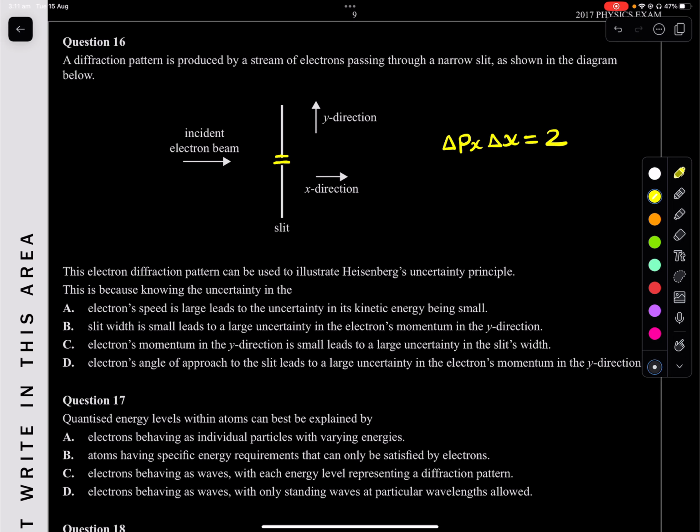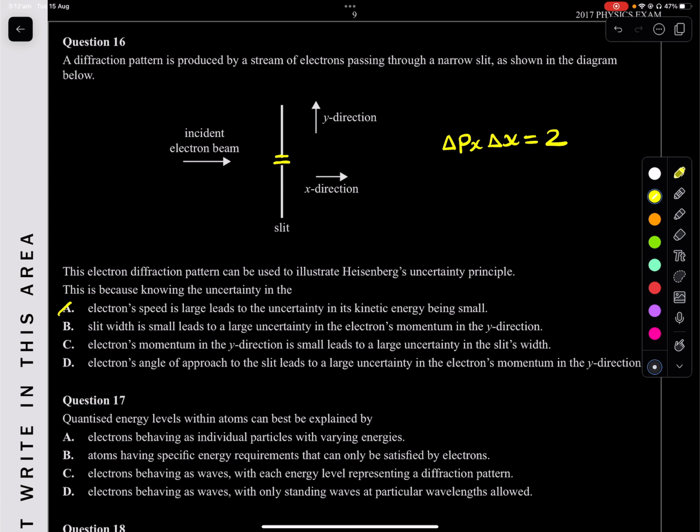So, electron speed is large, leads to uncertainty in its kinetic energy. This is not Heisenberg's uncertainty. When it says speed or kinetic energy, don't bother with that.